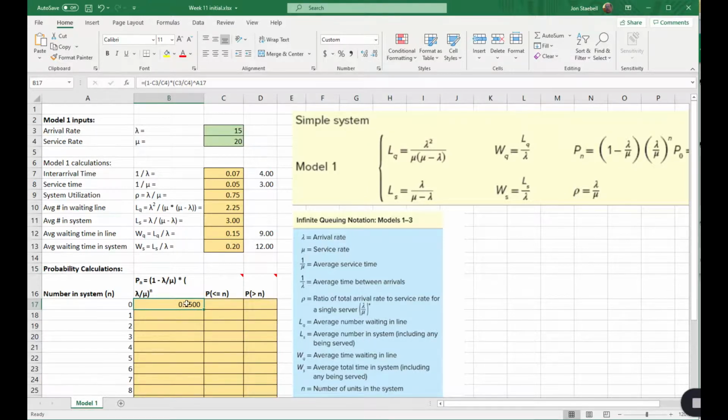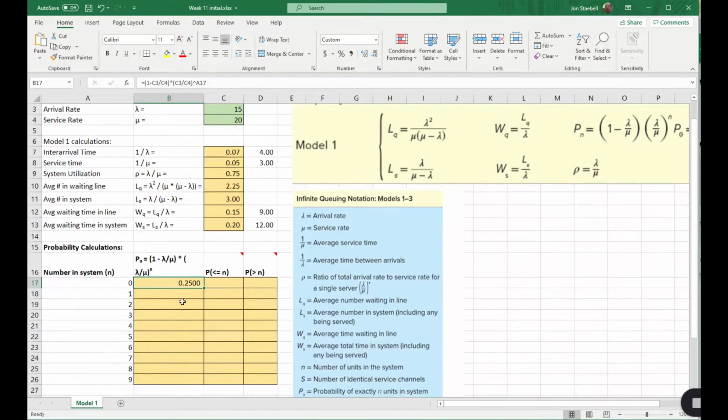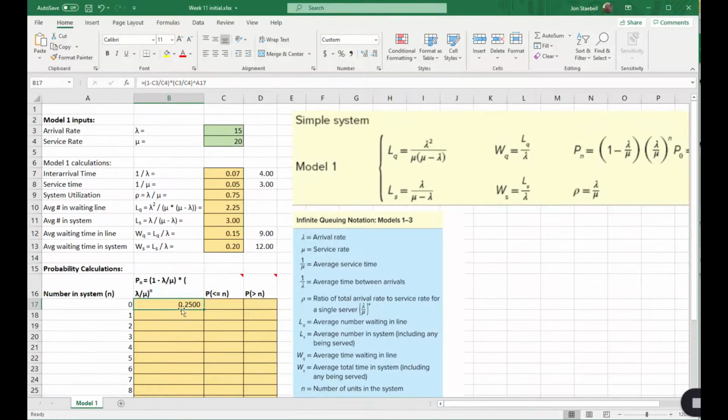Now, what I want to do is take this formula and drag it down here. I did 0 to 9. You could do 0 to 1,000,000 if you wanted to, but we'll just do through 9. In order to drag the formula down, though, I want to do absolute reference anytime I refer to cell C3 and C4. So I'm going to add the $ with the F4 key. I'm going to leave the reference to A17 without $ because I want that to automatically update.